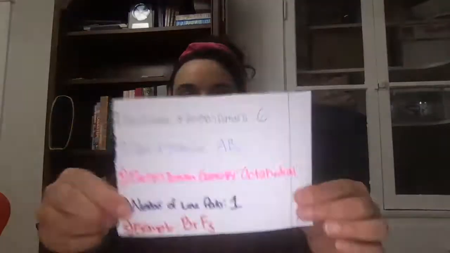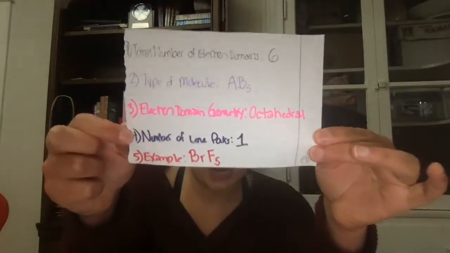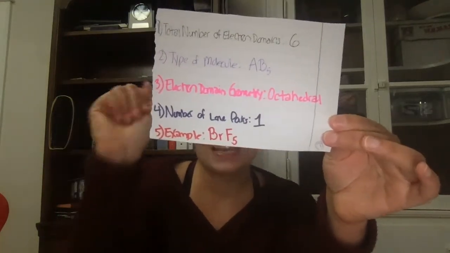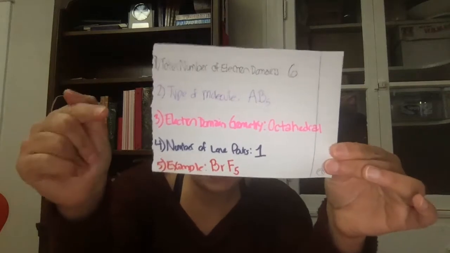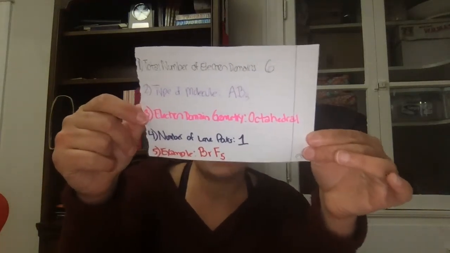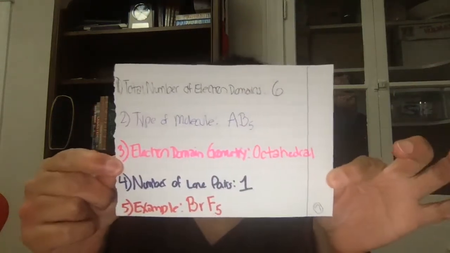All right, so the electron domain geometry is octahedral, and the molecular geometry is square pyramidal and has 90-degree bond angles. It has 6 pairs of electrons surrounding a central atom, therefore indicating that it is an expanded octet. Here is some information detailing that.